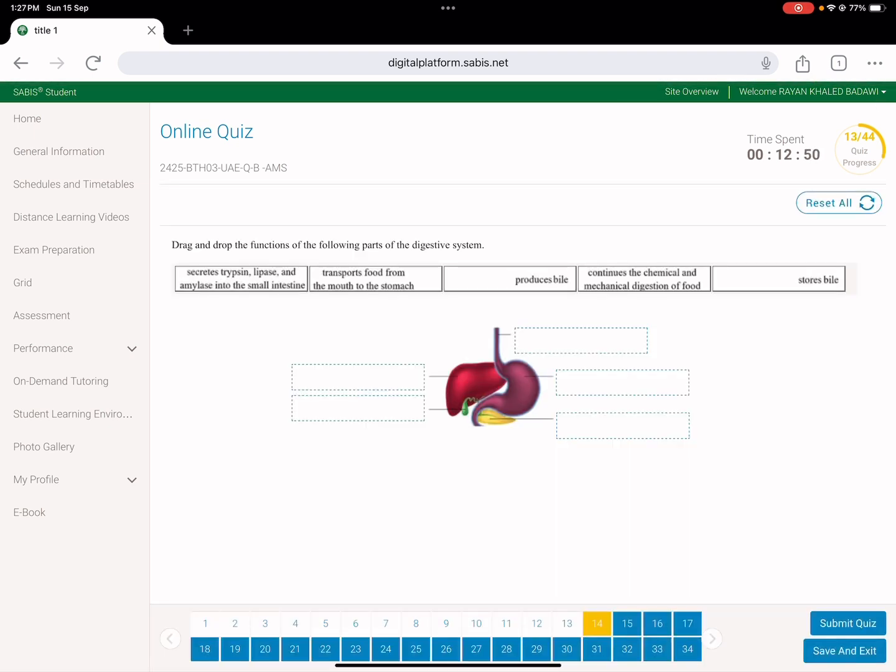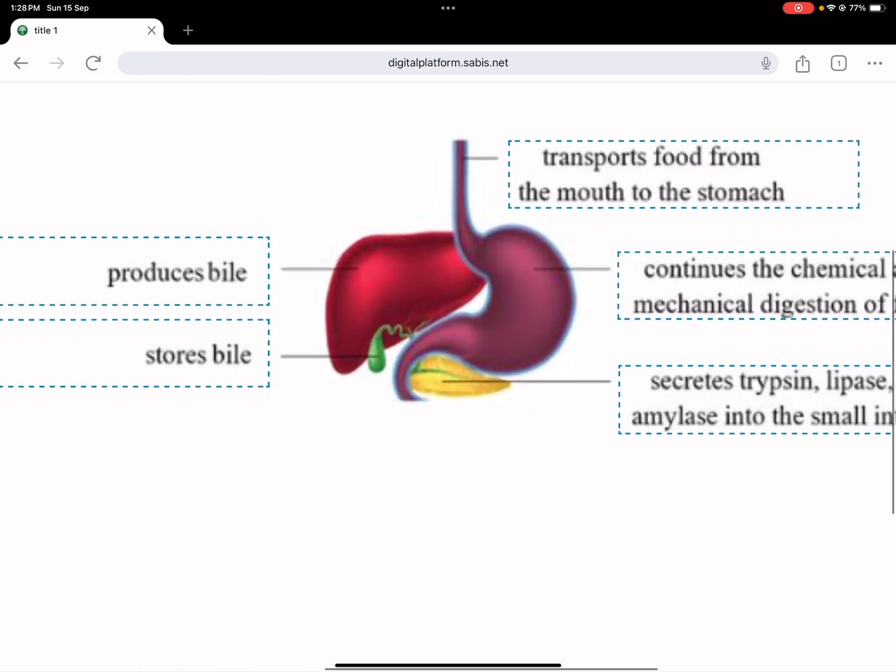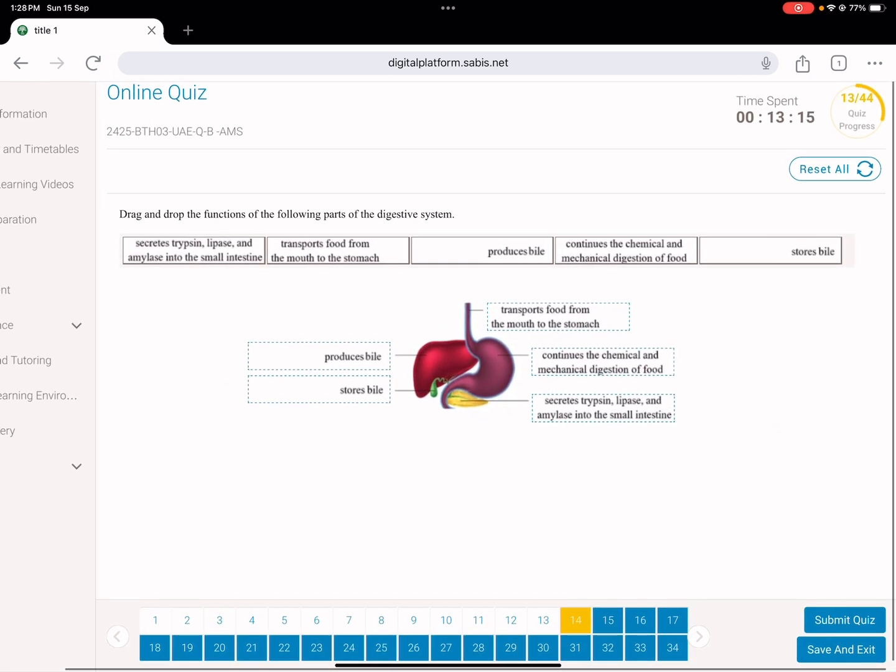Okay, we've done that before. The esophagus transports food from the mouth to the stomach. The stomach continues the chemical and mechanical digestion of food. Now, the big organ is the liver. What does the liver do? The liver produces bile, which is stored in the gallbladder, right under the liver, and the pancreas is over here. It secretes trypsin, lipase, and amylase into the small intestine.